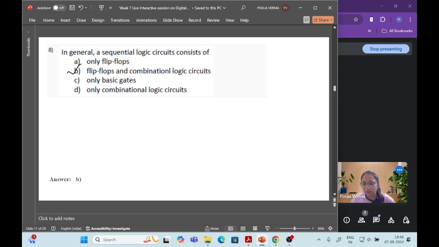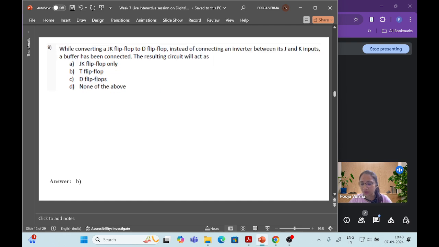Okay. Now moving to the next question. While converting a JK flip-flop to a D flip-flop, instead of connecting an inverter between the JK inputs, a buffer has been connected. Then the resulting circuit will act as option A, JK flip-flop only, option B, D flip-flop, option C, T flip-flop, and option D, none of the above.